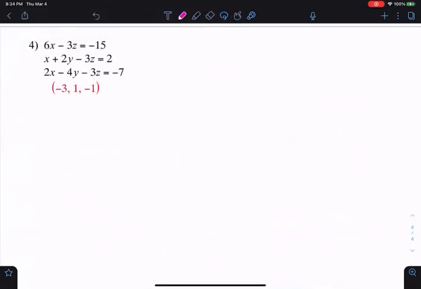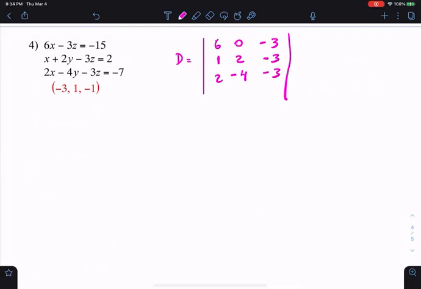So again, same story, right? We need to find D. So D is what? 6. You need to write the coefficients of your variables, right? 6, 1, 2, and for Y, we don't have anything here. We have 2 here, and we have -4. And for C, we have -3, -3, and -3. Okay, so we need to find this determinant.